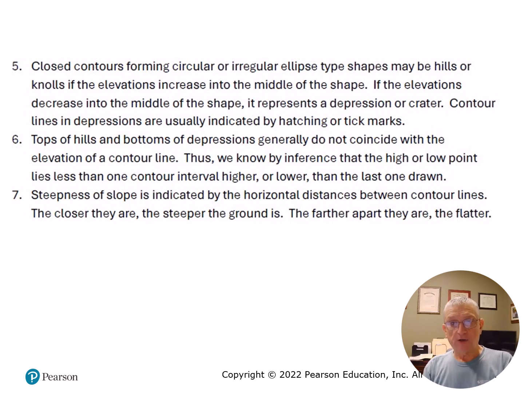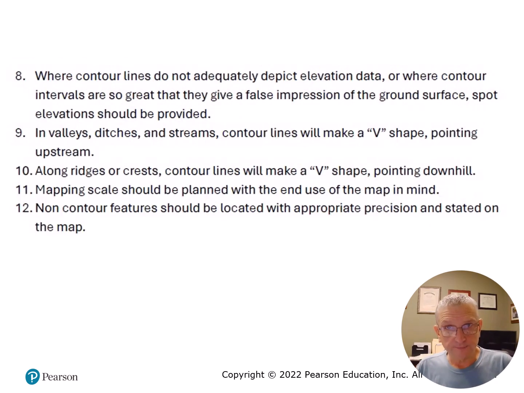Steepness is indicated by the horizontal distances between the contour lines. The closer they are, the steeper it is; the farther apart they are, the flatter they are. Where contour lines do not really depict elevation data well, or where they give the false impression, then we need to give spot elevations like we saw on that hill or in that depression. Valleys, streams, ditches, aka drainage channels, drainage features: contour lines will make a V shape and they will point upstream. Along ridges it's the reverse; contour lines will point downhill.